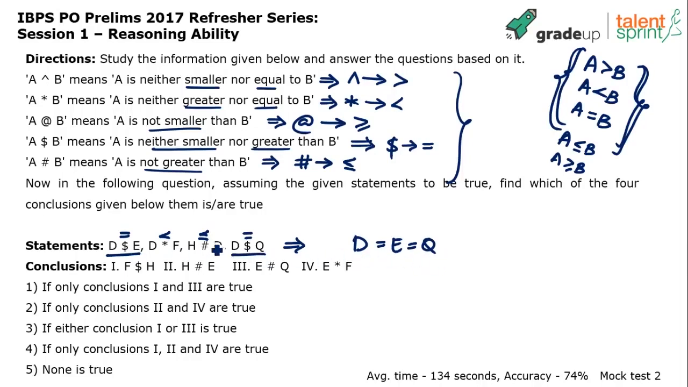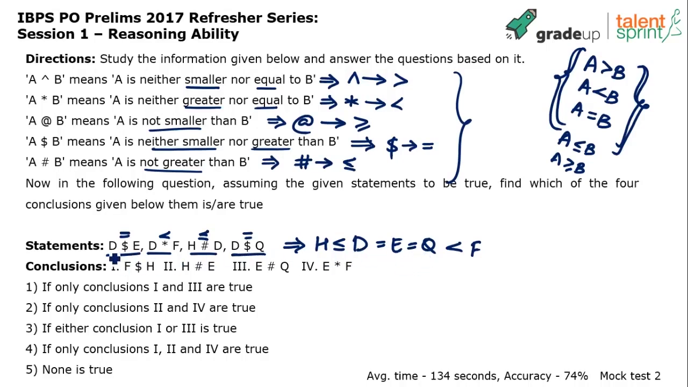D star F, D is less than F. If D is less than F, I can say D equal to E equal to Q less than F, right? And H hash D. H hash D means what? H is less than or equal to D. All the statements have been considered. H less than or equal to D. D is equal to E. D is equal to Q.